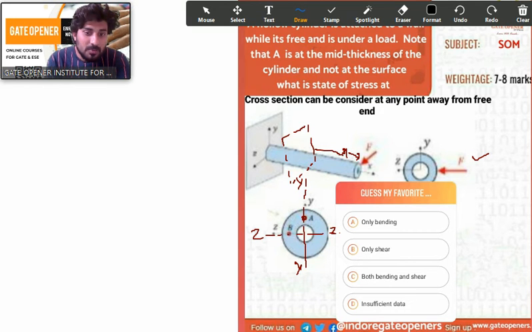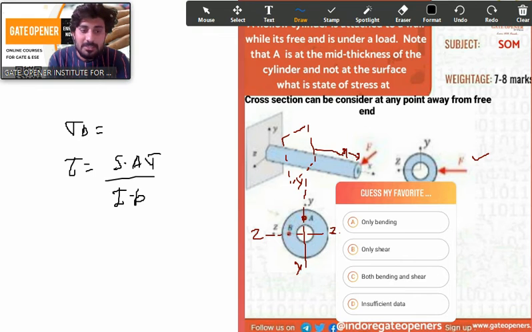So that transverse force will generate another stress, or shear stress. If I'm applying a transverse load on a beam, it can generate one stress, that is sigma b, and another stress, shear stress, that is S into A into Y bar upon I into B, where B is the width of the member, that you can understand.